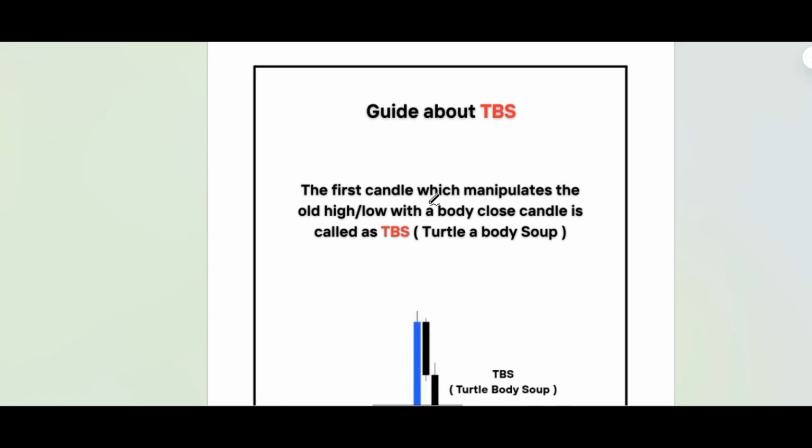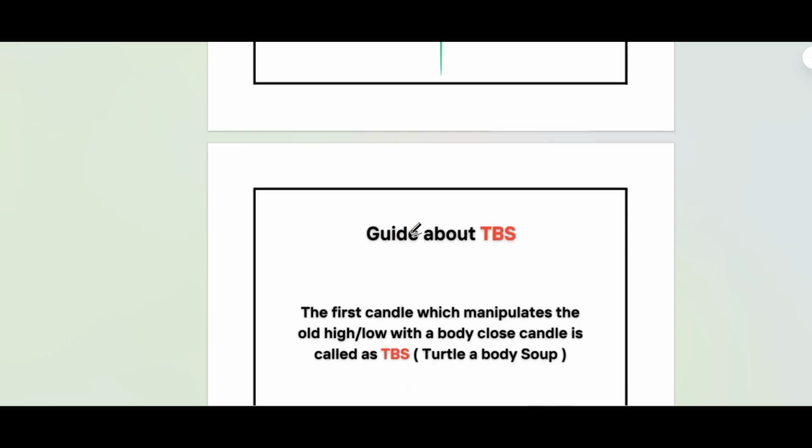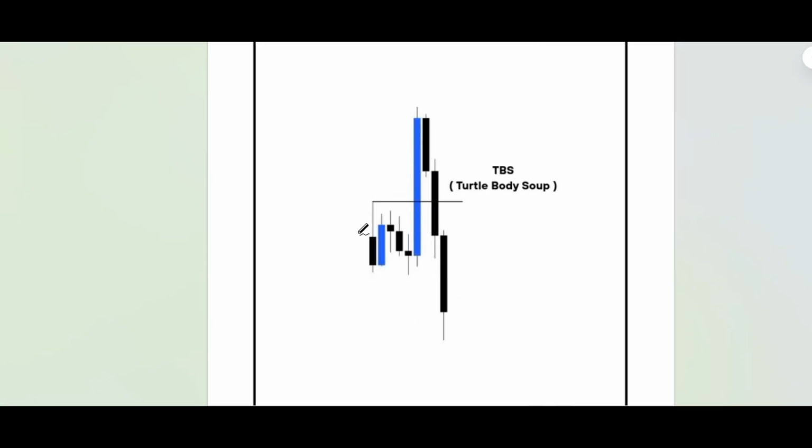The first candle which manipulates the whole high with the body close is called the TBS. So TBS is the first candle which manipulates the whole high or the whole low with the body and close. Mark it. It must be the first candle to close above the high or below the low with the body, not with the wick. I think we're clear about that one.